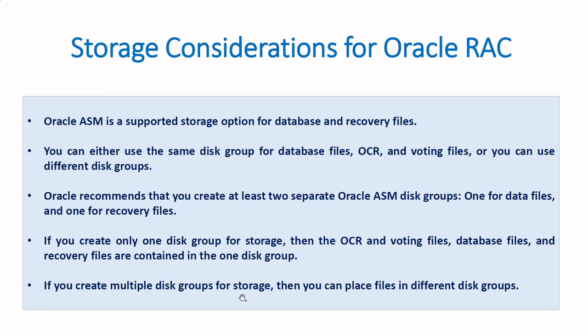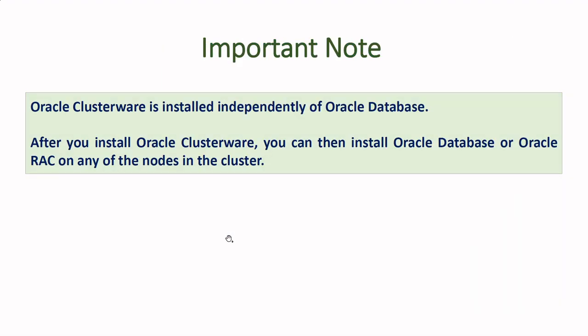If you create multiple disk groups for storage, then you can separate these. You can have a separate one for OCR, a separate one for the voting file, one for the data file, one for the recovery file. Basically, what I would suggest is to keep OCR and voting file as one. The data file should be in a different disk group and the FRA in another. So have at least three ASM disk groups: one for OCR and voting file, one for your database files, and one for your recovery files. That would be my recommendation.